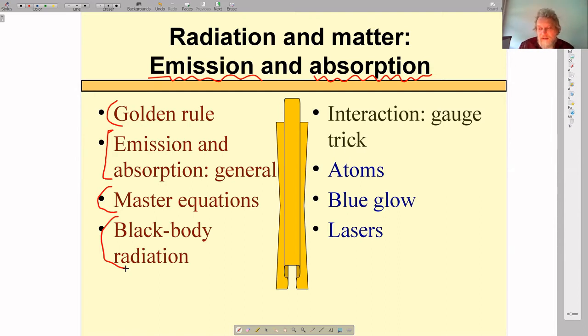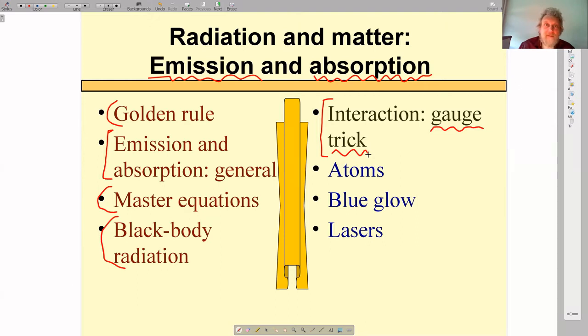Then there will be a little bit separate topic. You see it is given by a different color. I will derive the interaction between matter, charged particles, and the electromagnetic field. This interaction can be derived, and eventually has to be derived, with a certain gauge trick, which relies on fundamental symmetries of quantum mechanics.